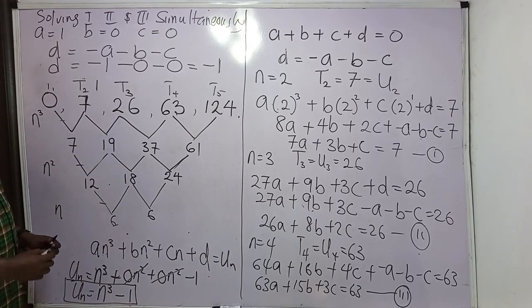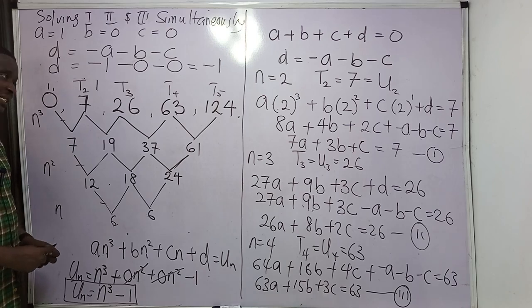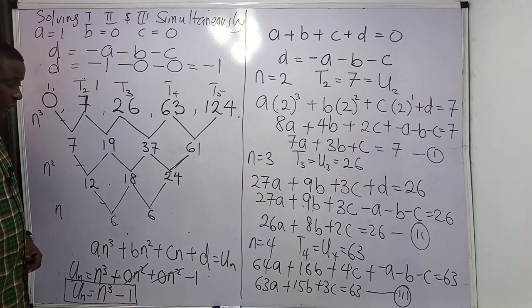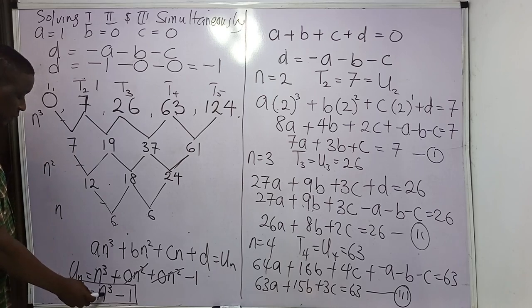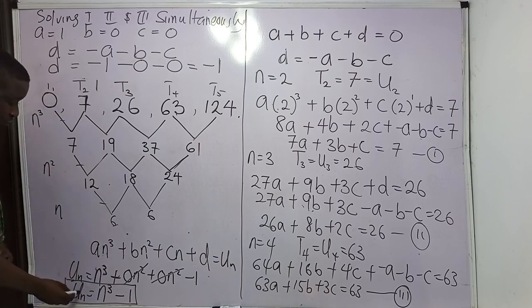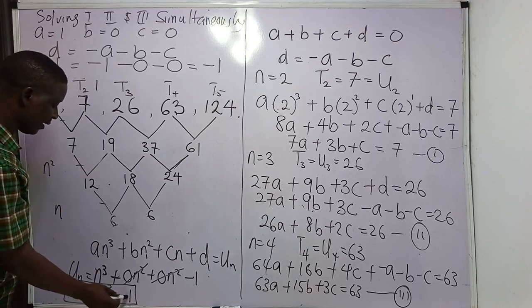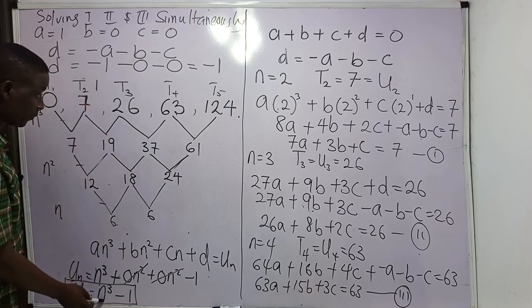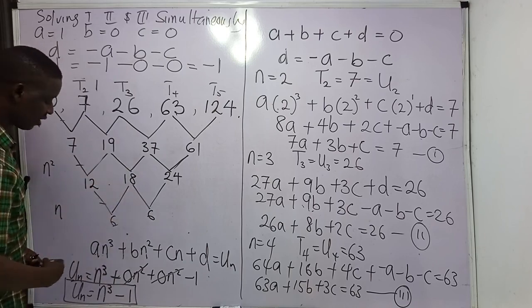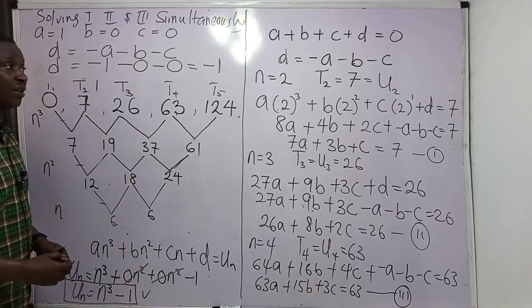0, 7, 26, 63, and 124. If you can test, if you put a 1 here, first term, 1 gives us 0. Put 2 here, it gives us 7: 2 cube is 8, 8 minus 1 is 7. Put 3 here, it is 27, 27 minus 1 is 26, and so forth. So it's valid. That is our final answer.